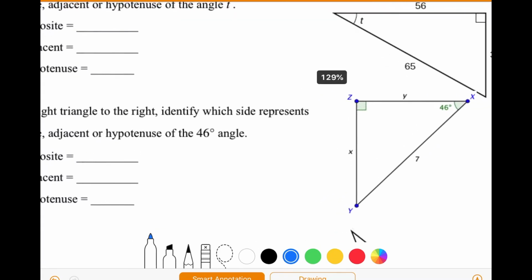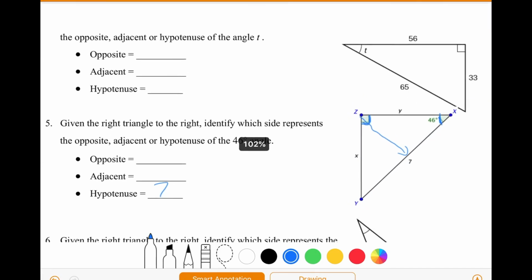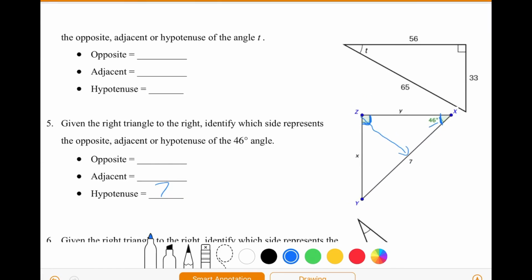Let's do 5. So 5, the given angle is 46. Your right angle is there at angle Z. So opposite of that right angle is 7. So your hypotenuse is 7. Your opposite side of the given angle is X. And the side that is touching the given angle but is not your hypotenuse is Y.